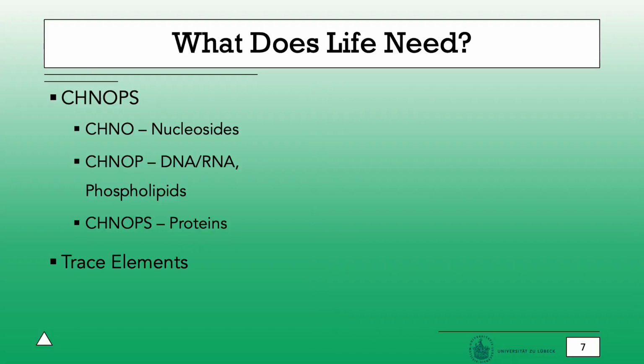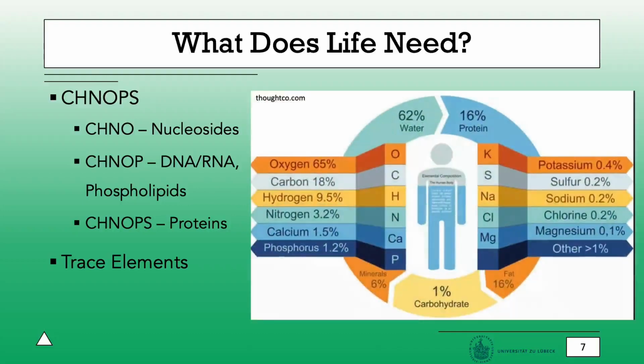Beside these six main components, there's a plethora of trace elements, such as iron, magnesium, zinc, sodium, potassium, chlorine, and many others, which are nonetheless vital for many enzymes, such as the DNA polymerase or adhesion molecules, pH or electrolyte balance, or other functions in the catalytic centers of enzymes. For example, here's the makeup of the human body. As we can see, it's mostly water, protein, and fat.